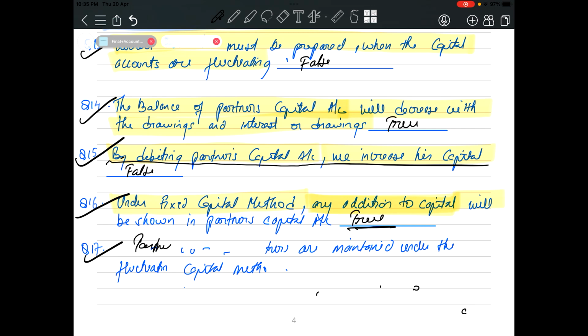The question was: partners' capital and current accounts are maintained under the fluctuating capital method. What was the answer? The answer was false. Partners' capital and current accounts are not maintained under the fluctuating capital method, so this is false.